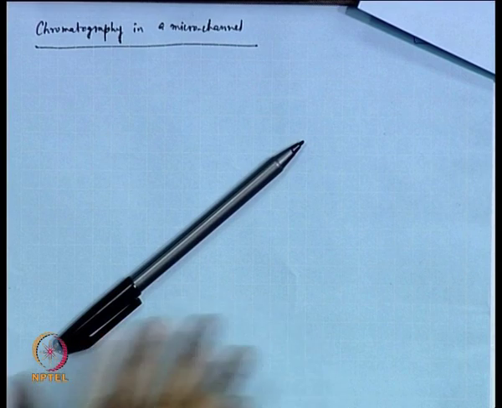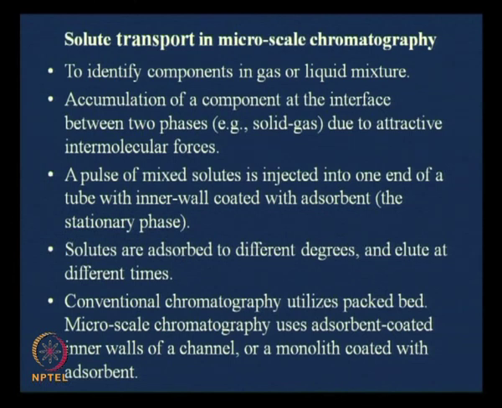Basically, if I look at what we have in this PowerPoint slide, we describe solute transport in microscale chromatography. The objective of this is to identify components in a gas or liquid mixture. That is the main purpose here. What you look at here is the accumulation of a component. So, you are introducing a sample that has components A, B, C, D, and what you are looking at is the accumulation of a component. Accumulation of a component means either A or B or one of the components.